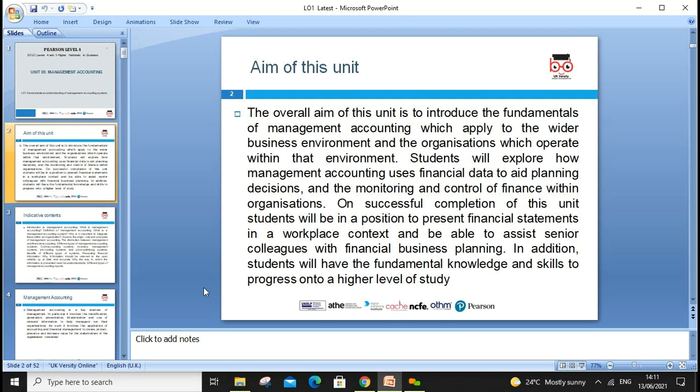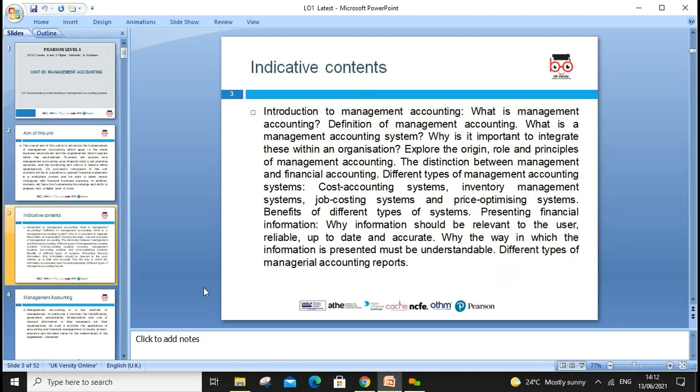On successful completion of this unit, students will be in a position to present financial statements in a workplace context and be able to assist the senior colleagues with financial business planning. So that's all we'll go through in today's lesson. Does anybody have any questions before we start? Okay, each lesson will go through one learning outcome, and today's lesson is learning outcome one, indicative content.